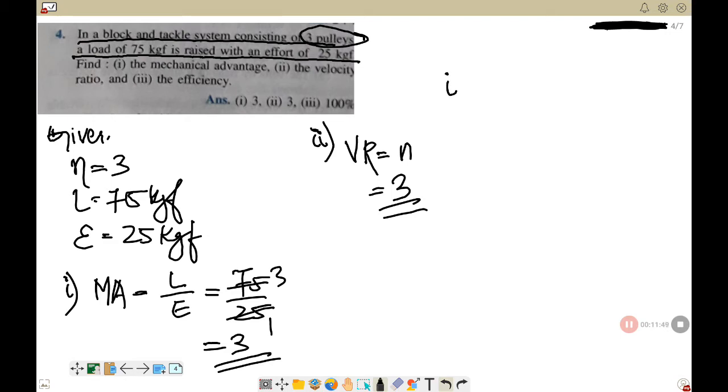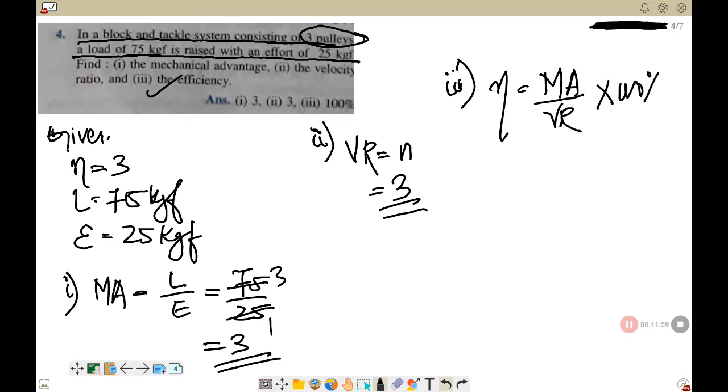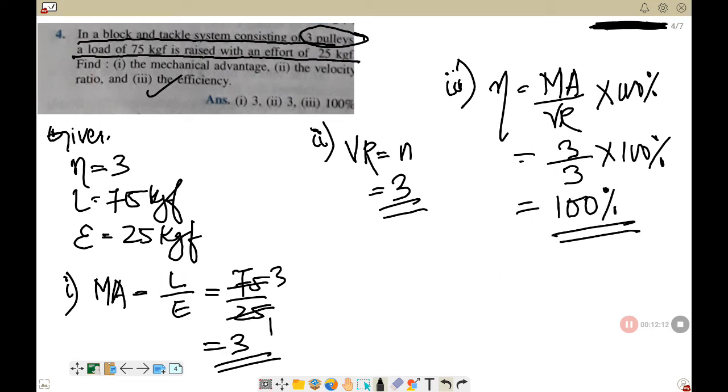Understand? And the number 3 question here is a very simple question. Efficiency. You know, efficiency is MA by VR into 100%. So, MA here is how much? Mechanical advantage here is 3. Velocity ratio is also 3, into 100%. 3 and 3 get cancelled, leaving you behind 100%. So here the efficiency of this machine, or this block and tackle system consisting of 3 pulleys, is how much? 100%. So it means it is in which condition? Ideal condition. All right. Okay.